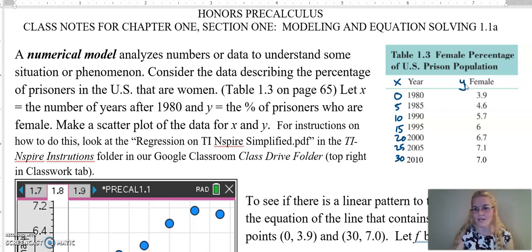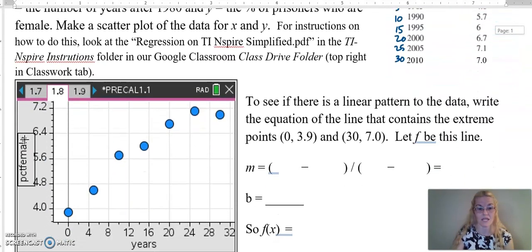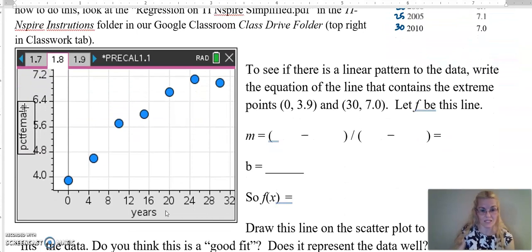And go ahead and let y be the percentages of prisoners who are female. So this 3.9 means 3.9% of all of the U.S. prisoners in 1980 were female. So for instructions on how to make a scatter plot for this data, x and y, again, refer to that PDF, but here's what it looks like, right? So here I've got years, really I should say years since 1980, and this is the percent female. All right, and here's our beautiful scatter plot.